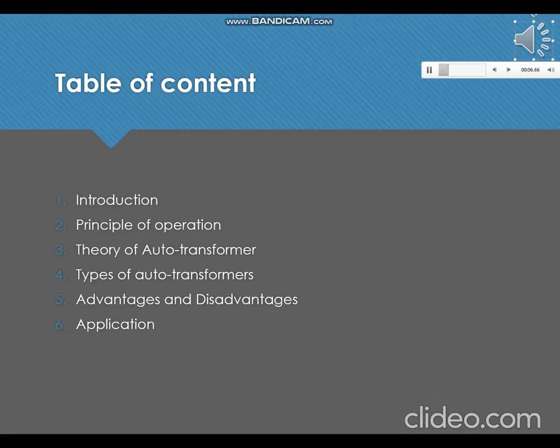Firstly, the introduction to this special type of transformer, the AutoTransformer, following the principle of operation and the theory of AutoTransformer. We will be looking into the important voltage and current equations that are linked with this AutoTransformer, and finally we will be looking into the advantages and disadvantages and how the AutoTransformer is used in different industries.